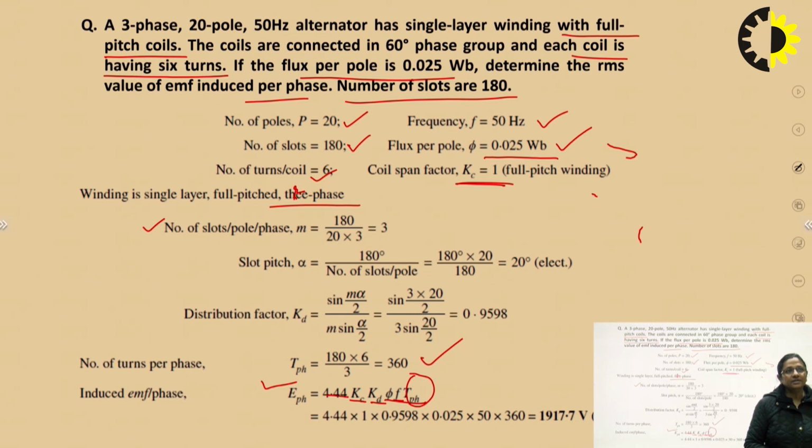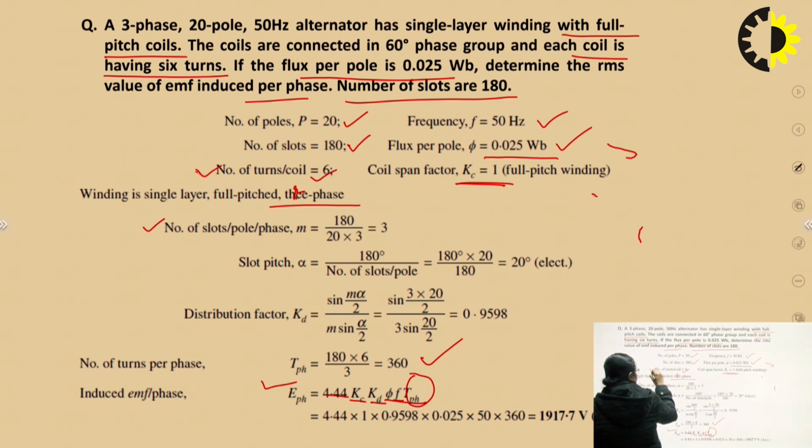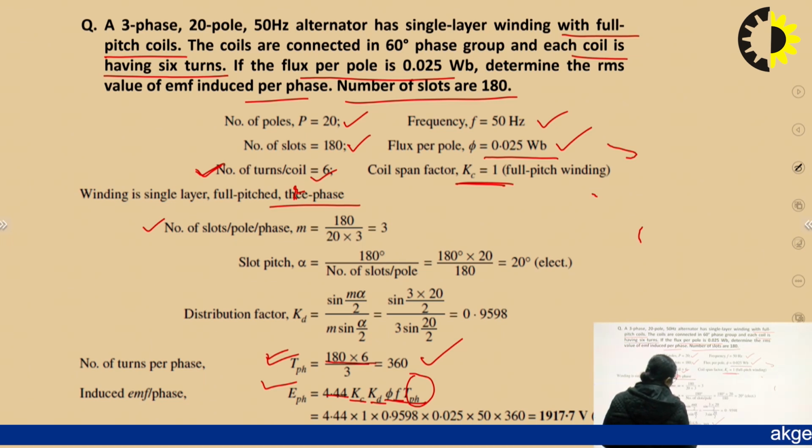We know that there are total 180 slots. Okay. Each slot is having 6 sides of the conductor, 6 coil sides or the 6 number of conductors, right? So, or I can say that number of turns per coil is 6. So the turns per phase comes out to be 180 multiplied by 6 divided by 3.